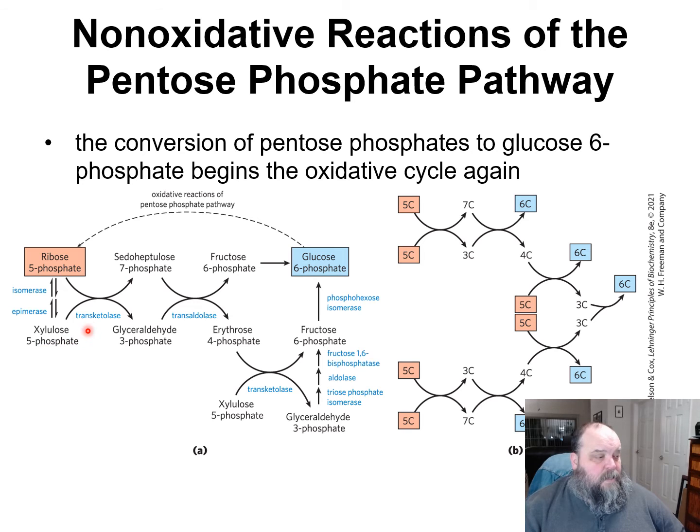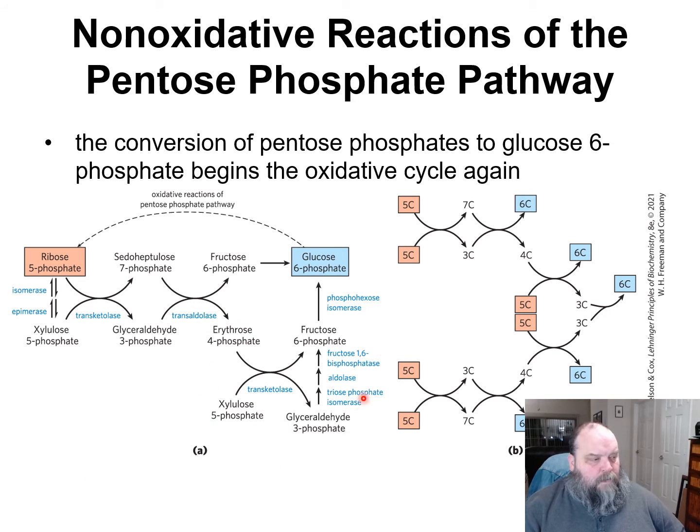Xylulose 5-phosphate via transketolase becomes glyceraldehyde 3-phosphate. Transaldolase turns it into erythrose 4-phosphate, and then a transketolase with xylulose 5-phosphate gives fructose 6-phosphate, which can become glucose 6-phosphate.